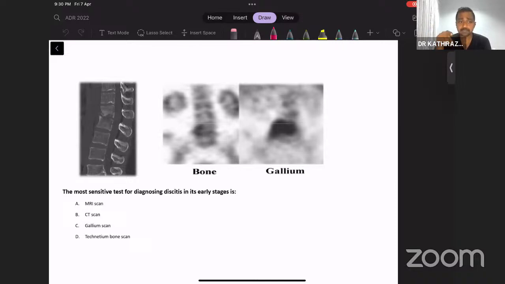Can you all appreciate that? So if the option doesn't have an MRI, and the question is about vertebral osteomyelitis, then you should think about bone scan. And if the options specifically give a gallium scan, then you should think of gallium scan rather than a regular technetium bone scan.